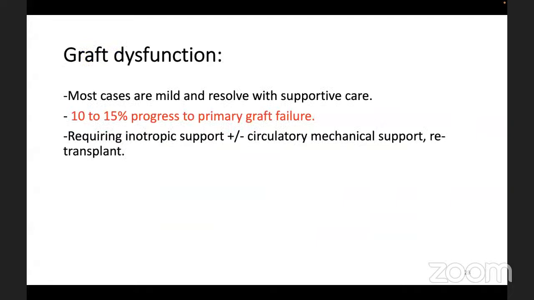So we'll discuss graft dysfunction first. Most cases are mild and they resolve with supportive care only. 10 to 15%, however, progress to primary graft failure, and that would require inotropic support, plus or minus circulatory mechanical support, or even retransplant.